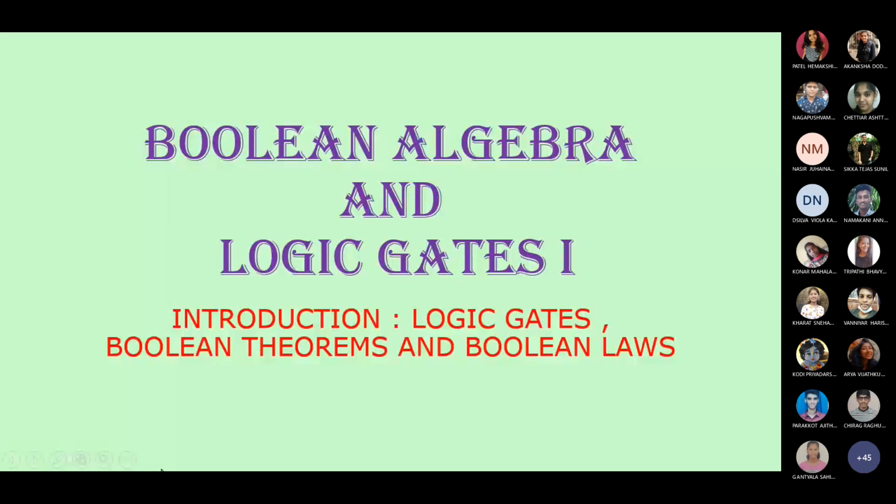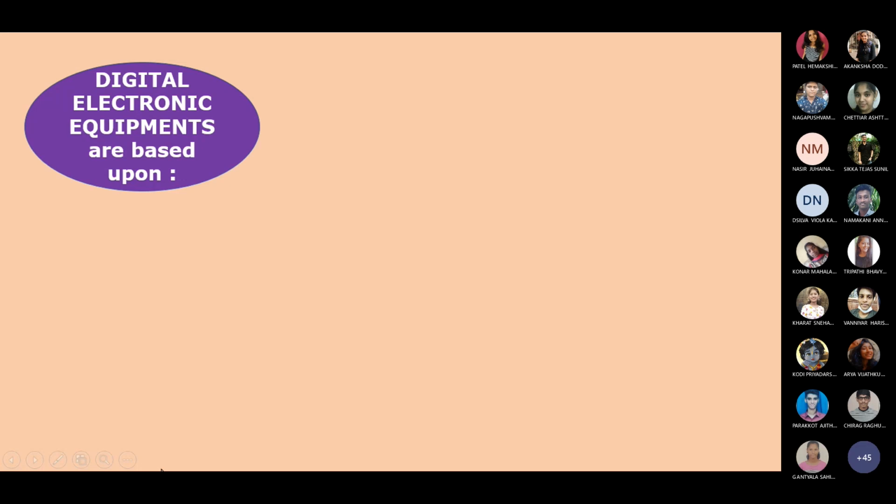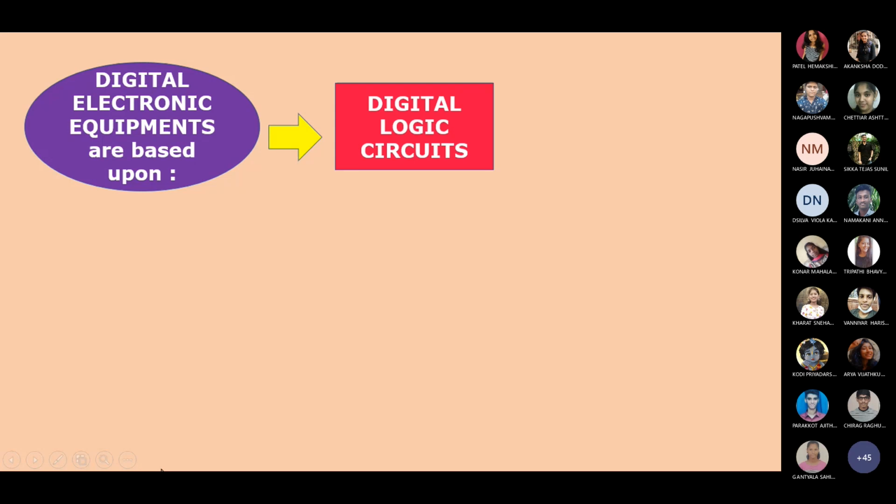Okay. So we start with the first topic, the first chapter of Unit 2, Boolean algebra and logic gates. In Unit 1 we observed what language electronic equipment uses for computational work: the number systems and the arithmetic involved. Digital electronic equipment is based upon digital logic circuits. There will be logic circuits inside digital electronic devices.